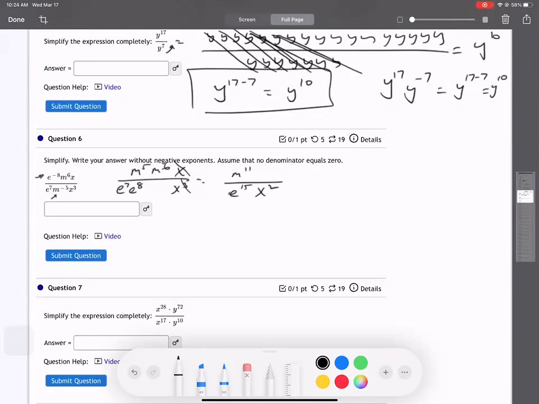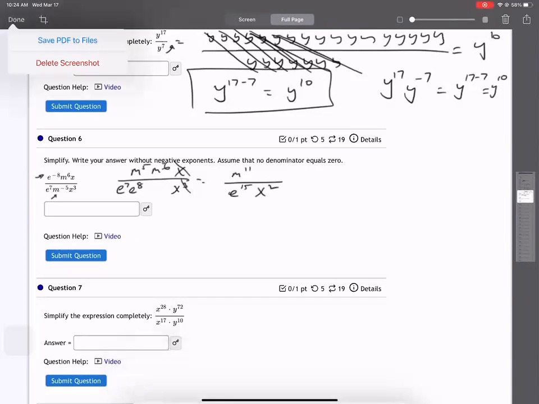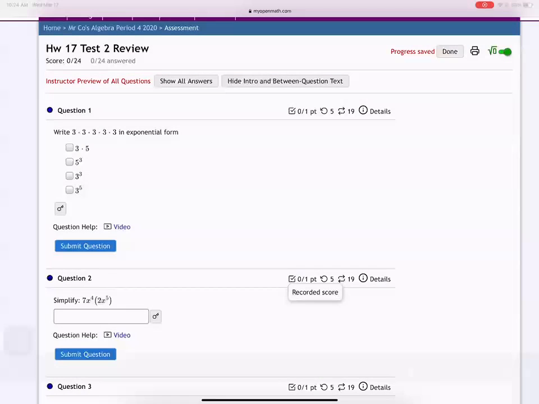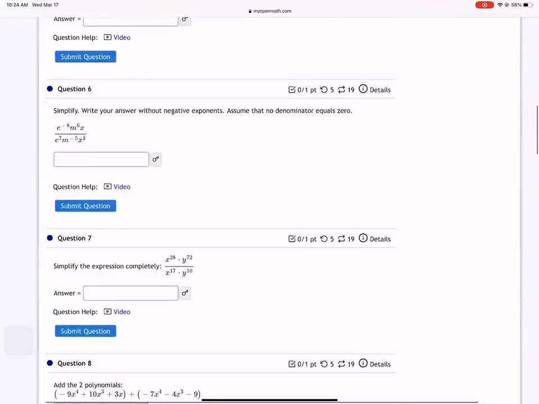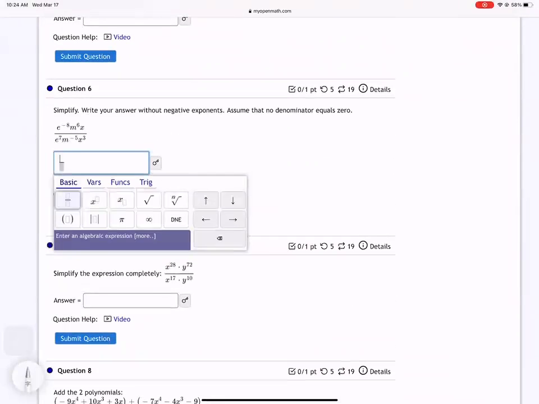Now, I want to make sure you guys know how to plug that in, so I'm going to go ahead and get rid of this, delete screenshot, and show you guys how we can type this in for this problem. There's a fraction button that I'm going to use.